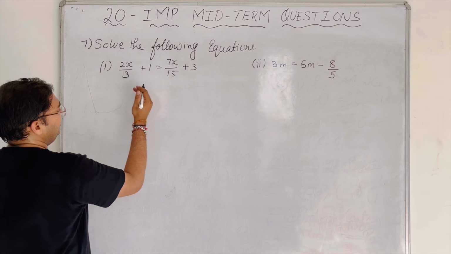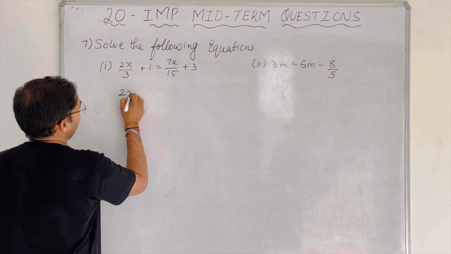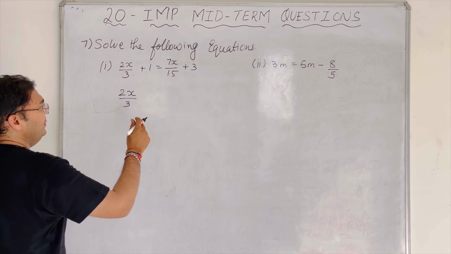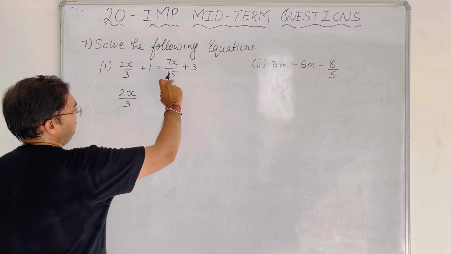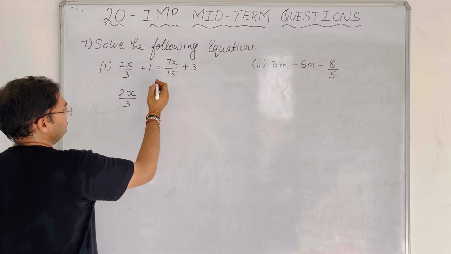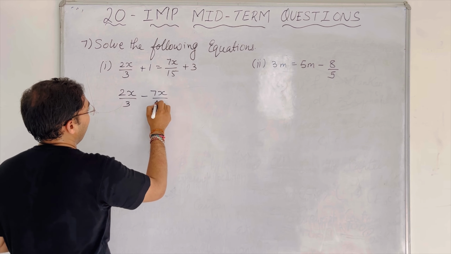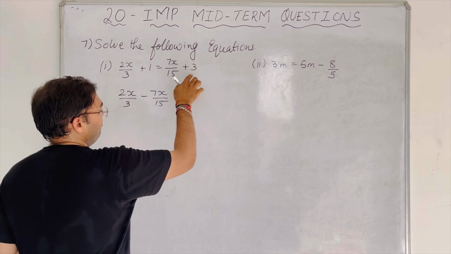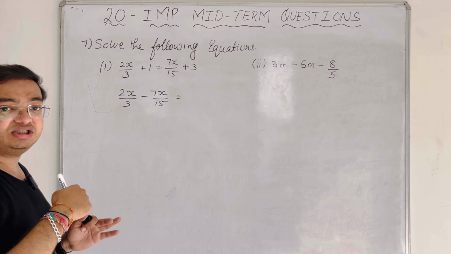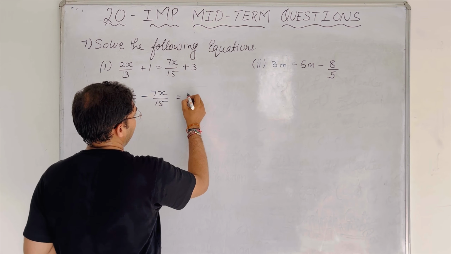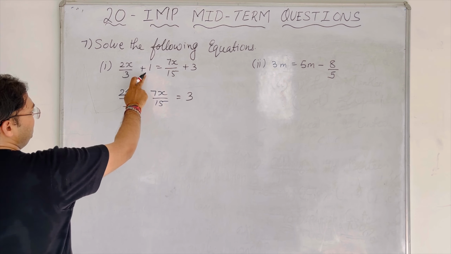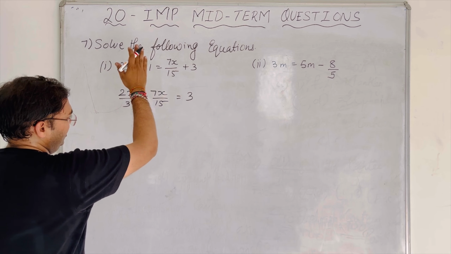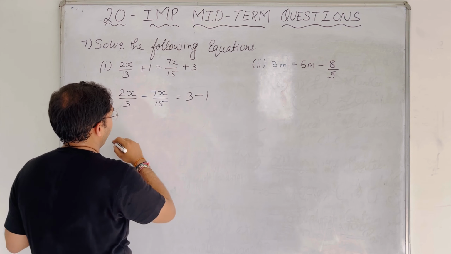So for example, if I collect all the variables one side, over here 2x is already on the left hand side. Now I'm going to shift the 7x upon 15 from right to left. So the sign will change, minus 7x upon 15 equals to, we will be collecting all the constants on the right hand side. So already on the right hand side we have 3, and this plus 1 which is on the left hand side we are shifting towards the right hand side, it becomes minus 1.